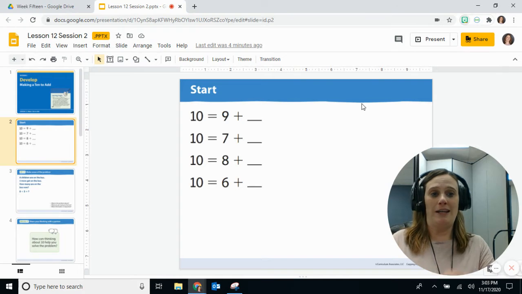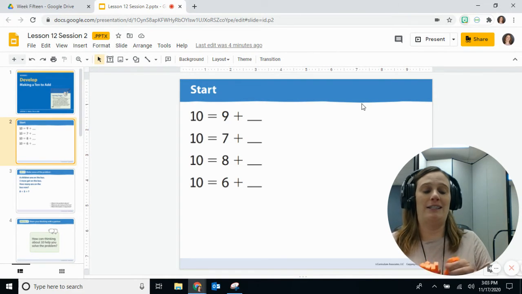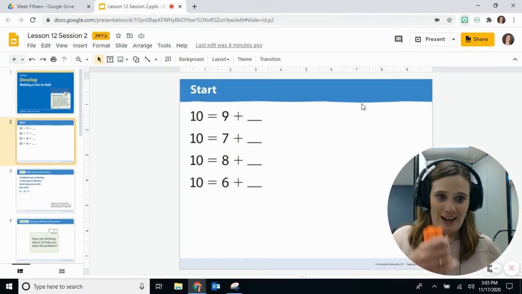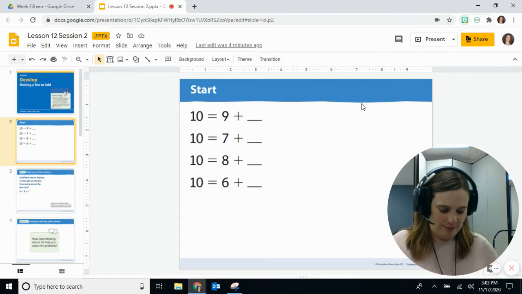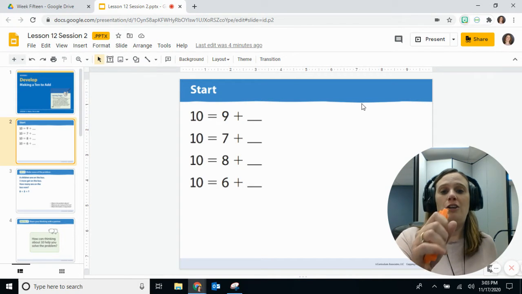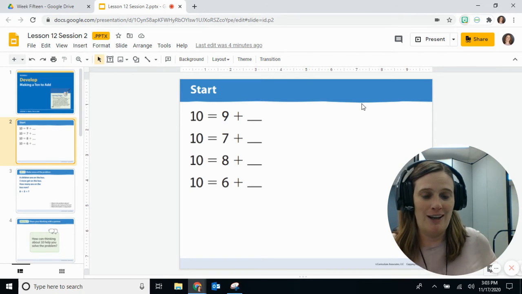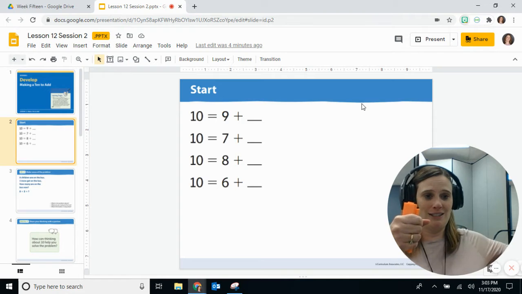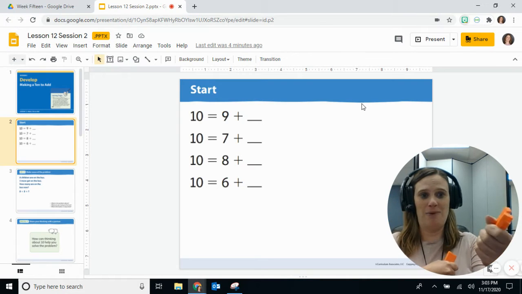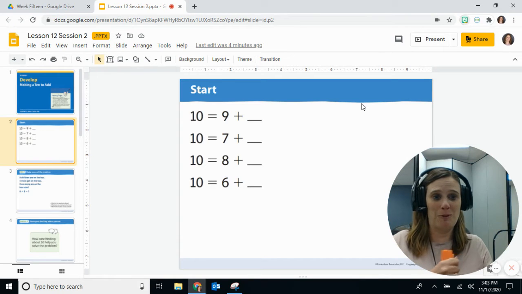Remember this game when you had 10 of your 10 rods and you would hide some of them behind your back. And then you would tell us how many you have. So I would say I have 6 10 rods right now. How many am I hiding behind my back? And then I would know that if I have 6 here, then I must have 4 hiding behind my back. You remember when we played that game?